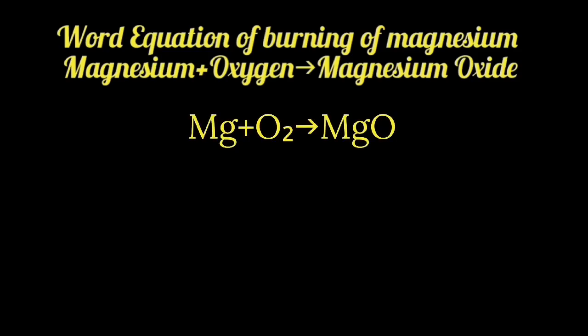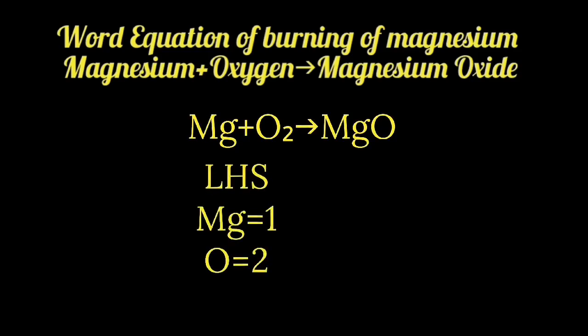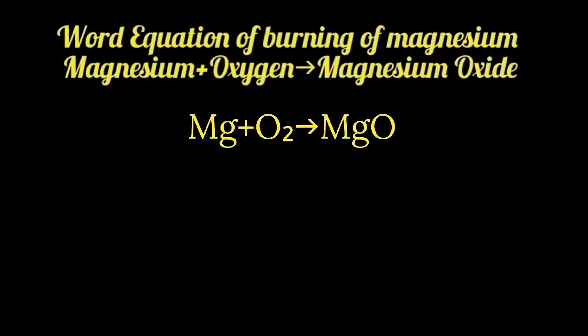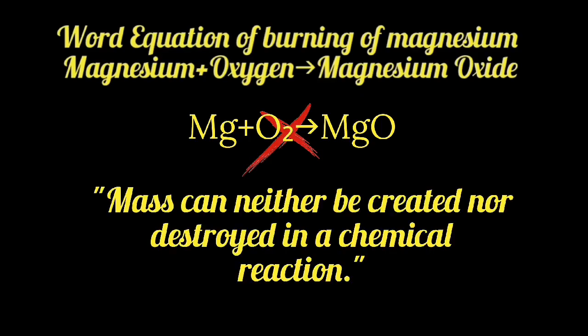Count the number of atoms of both elements on both sides. On the left-hand side there is 1 atom of magnesium and 2 atoms of oxygen. On the right-hand side we have 1 atom of magnesium and 1 atom of oxygen. This chemical equation is wrong as per the law of conservation of mass, which states that mass can neither be created nor destroyed in a chemical reaction.